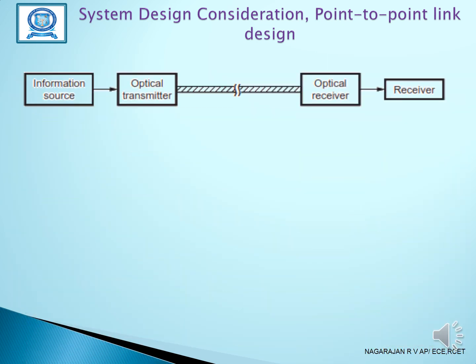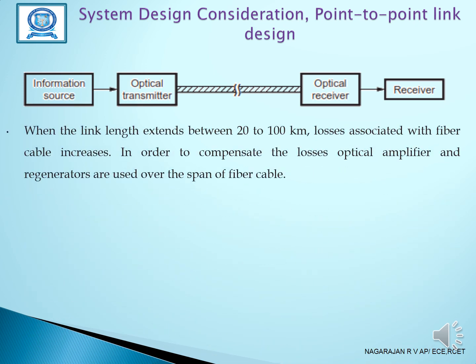So this is the optical system consideration for point-to-point link. When the link length extends between 20 to 100 km, losses associated with the fiber cable increase. In order to compensate the losses, optical amplifiers and regenerators are used over the span of fiber cable.